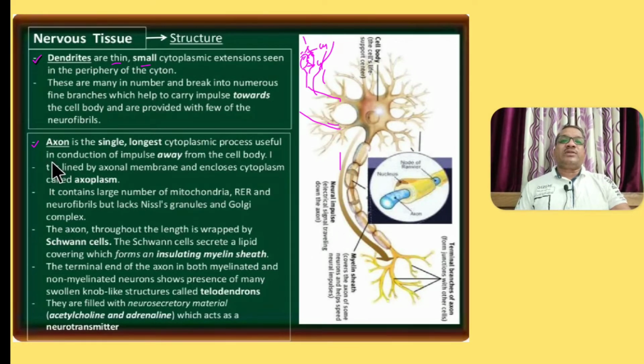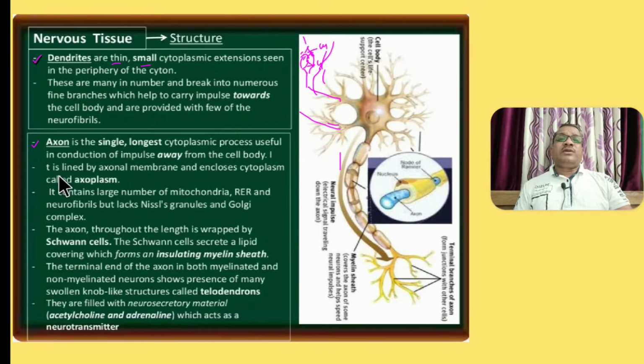So, that is axon. Axon is single and elongated, the largest cytoplasmic process, useful in conducting the impulse. The impulse which has come from dendrites and passed to the cyton will now move towards this axon. So, it conducts the impulse away from the cell body, away from the cell body, the impulse will be conducted.